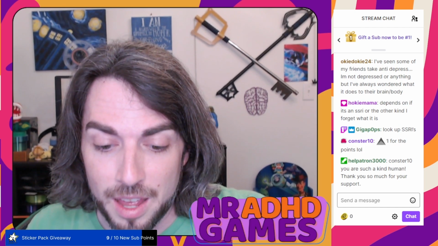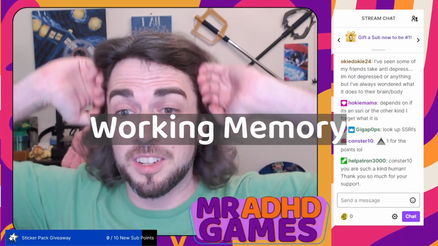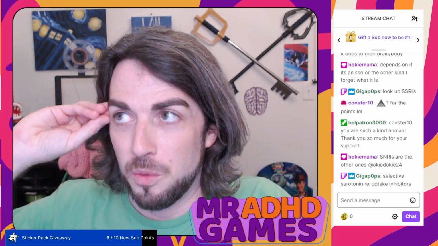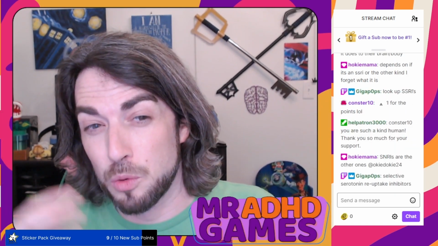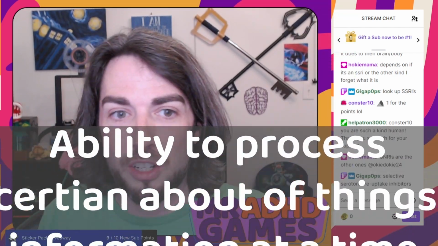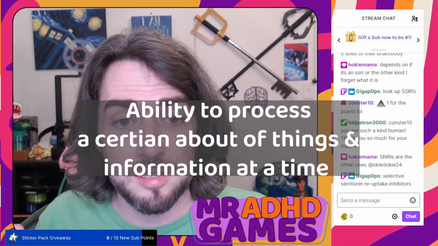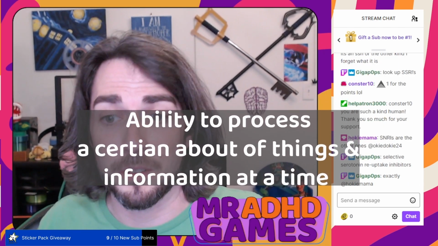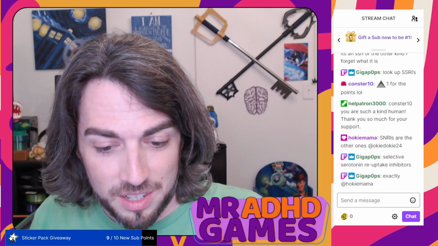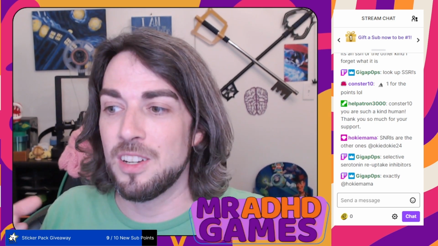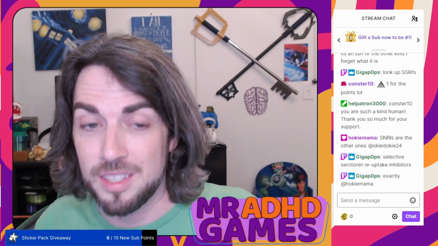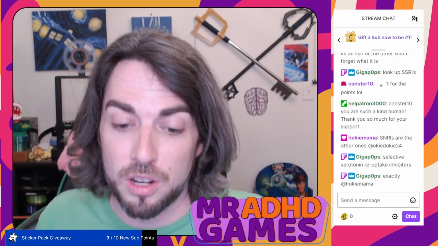The next one I have is working memory. This is kind of interesting. So I have a very easy comparison for working memory for you guys. Working memory is essentially like the RAM in your computer. For those of you guys who know what RAM in a computer does, it's your ability to process a certain amount of information at a time. And so processing that information is your working memory. And essentially the ability to store and process that information like on a hard drive is the executive function. And so we struggle with both those things.